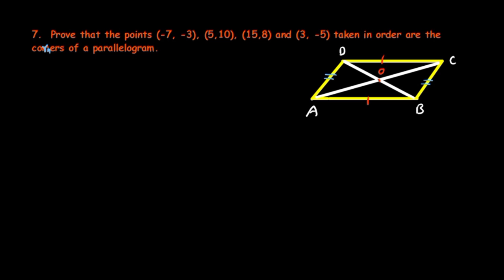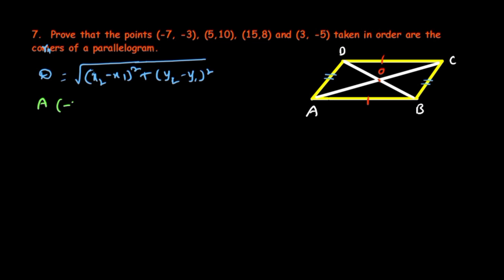Now I am going to take again the distance formula. The distance formula is root of, as usual, x2 minus x1 whole square plus y2 minus y1 whole square. So now I am going to take AB. First of all you should give the names of ABCD here. A is (-7, -3) and B is (5, 10). So C is (15, 8) and D is (3, -5).